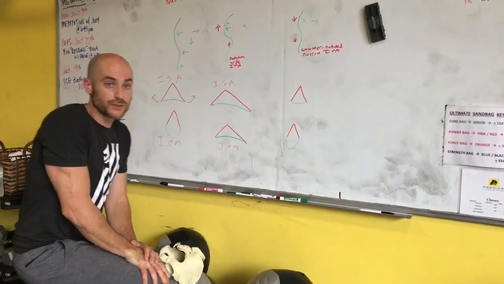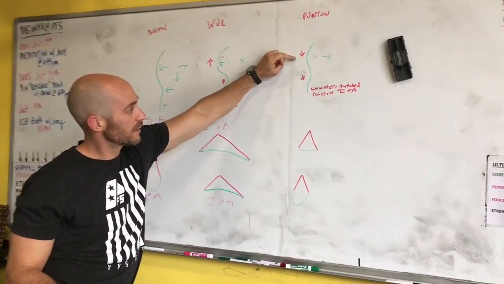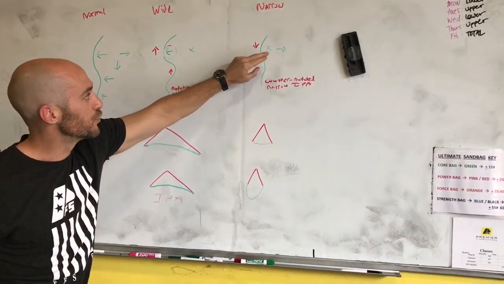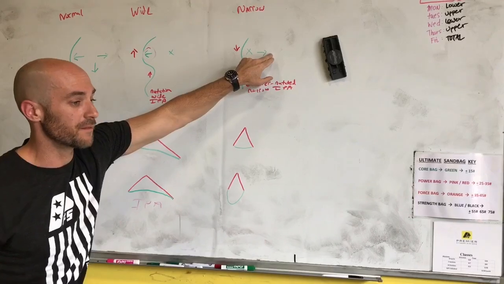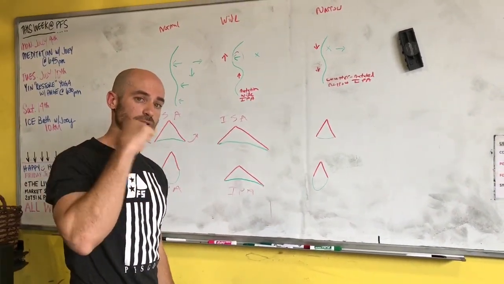So let's talk about narrow infrasternal angle. It's going to be the opposite of the wide. So I get a decrease in my thoracic kyphosis, I get a decrease in my lumbar lordosis. I basically get a flattened spine. I'm usually very good at getting air into the front of that chest, but have a very difficult time getting air into my posterior mediastinum.